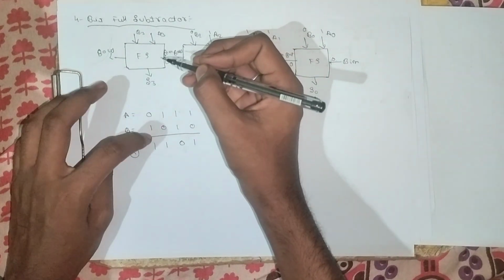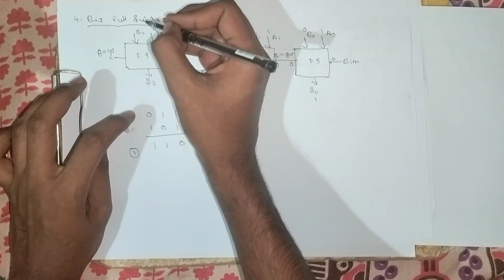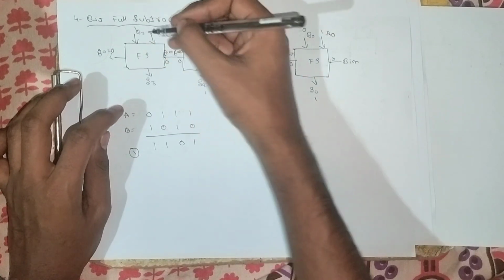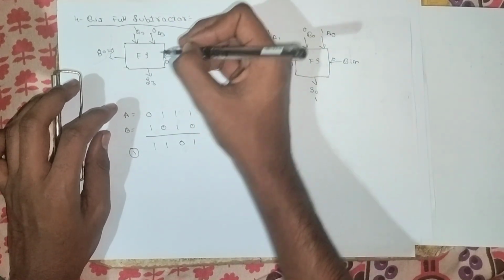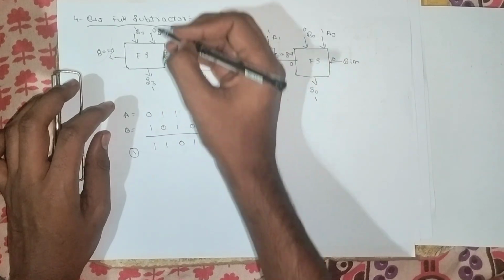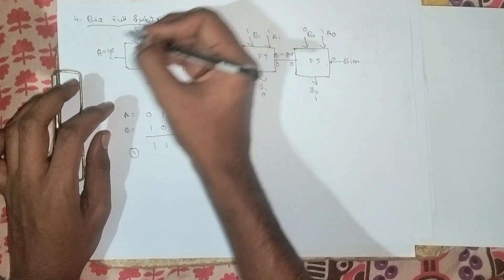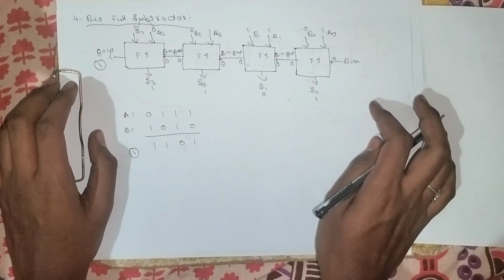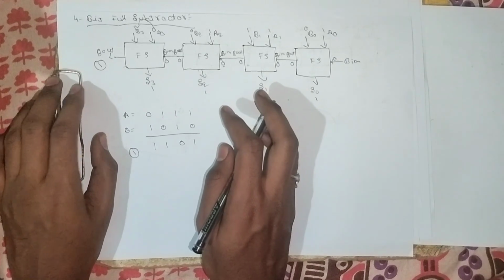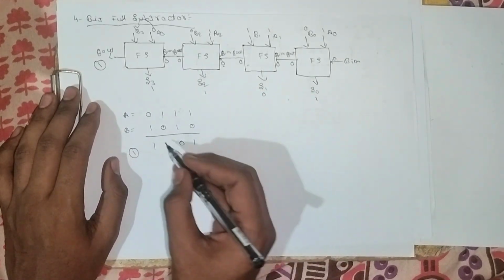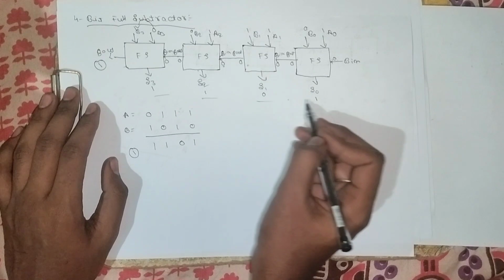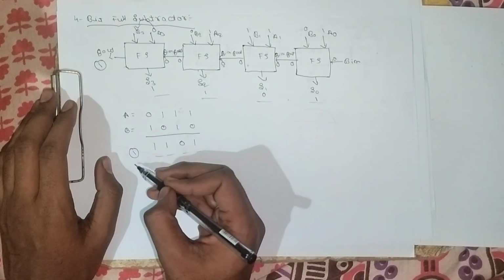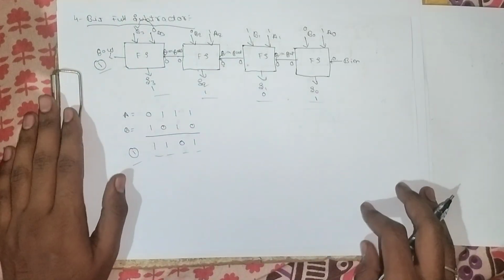We know the B3 and A3 values: B3 is 1 and A3 is 0. When we subtract 1 and 0, we get 1. With the borrow in, this borrow out becomes 1. So this is the output we have got after solving the 4-bit full subtractor. As we can see, it is 1101, and before we also got the same 1101, and the borrow out remains 1 here also.